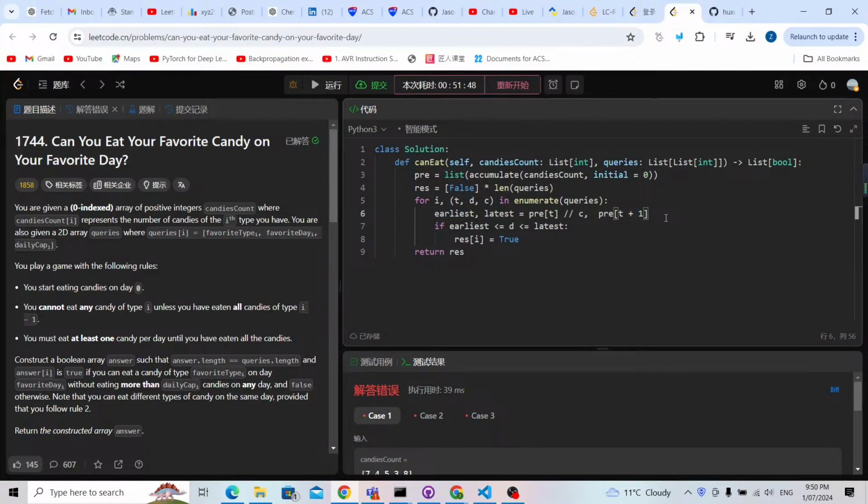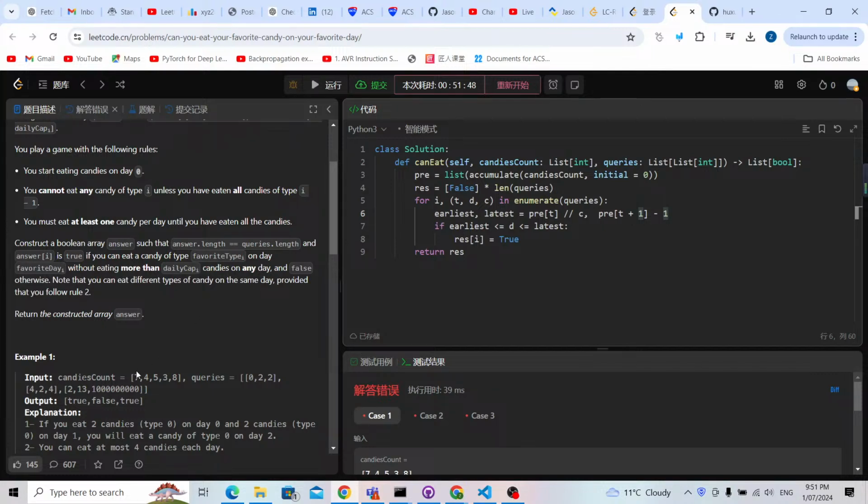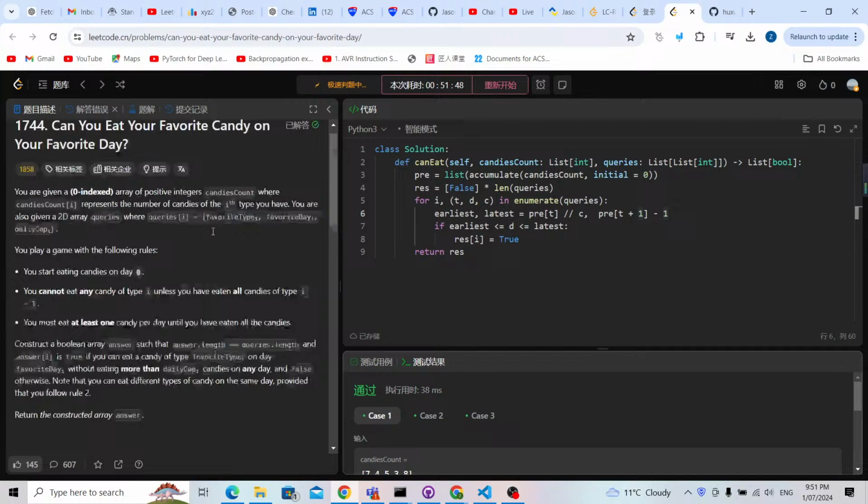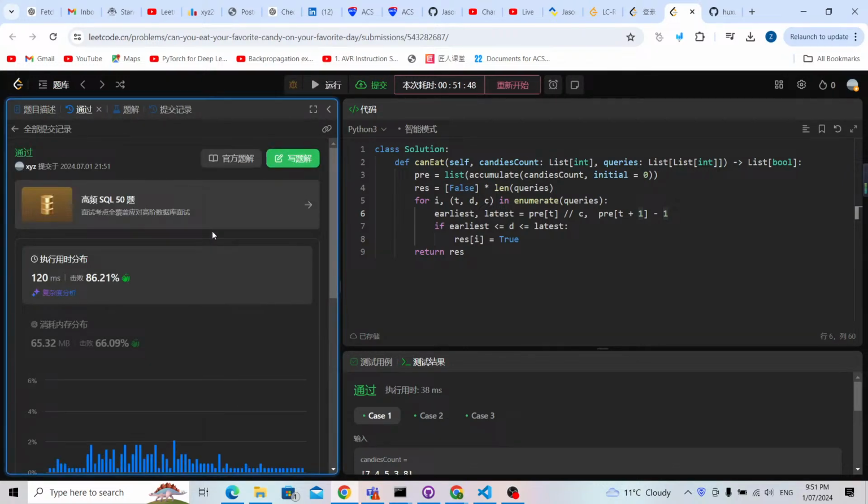My prefix is right, because here I forgot to subtract 1. While I was explaining the latest day, I need to subtract 1, because we are starting from day 0. Yeah, we are starting from day 0. This is why we need to subtract 1 here. So this is why it's really easy to make mistakes. If you forget one thing, you're going to make mistakes. Now let me submit it to check if it works. As you can see, it works and it's pretty fast.